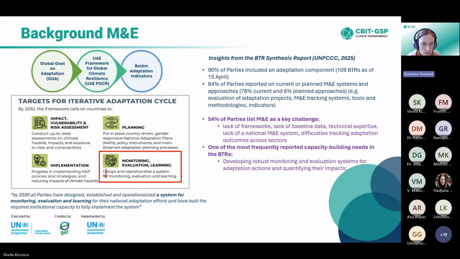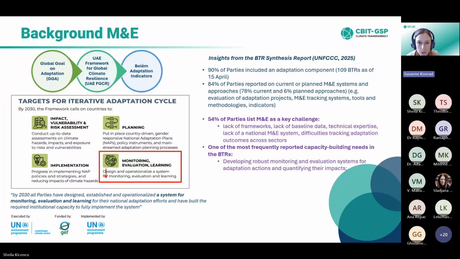Yes. So the indicators have been approved for most of the targets that are under the UAE framework for global climate resilience, and this includes also the targets in relation to the iterative adaptation cycle, which in turn includes an element on monitoring, evaluation, and learning. Namely, that by 2030, all parties have designed, established, and operationalized a system for monitoring, evaluation, and learning for the national adaptation efforts and have built the required institutional capacity to fully implement the system. And here 5 indicators have been agreed.